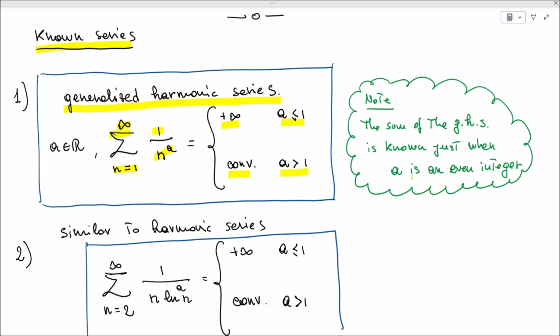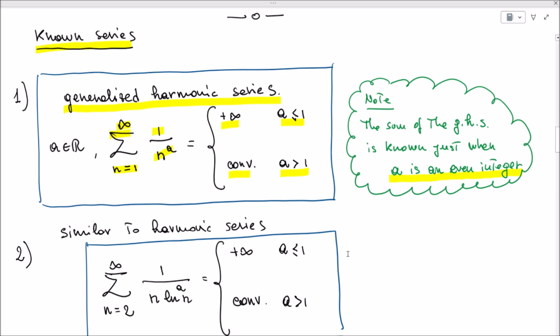The only situation is when a is an even integer. Only in that case do we know how to evaluate the sum. For all other situations, we just know the general behavior, convergent or divergent. So this is a first important class of series. If we have one of these series, we can establish its behavior by just looking at the value of a.